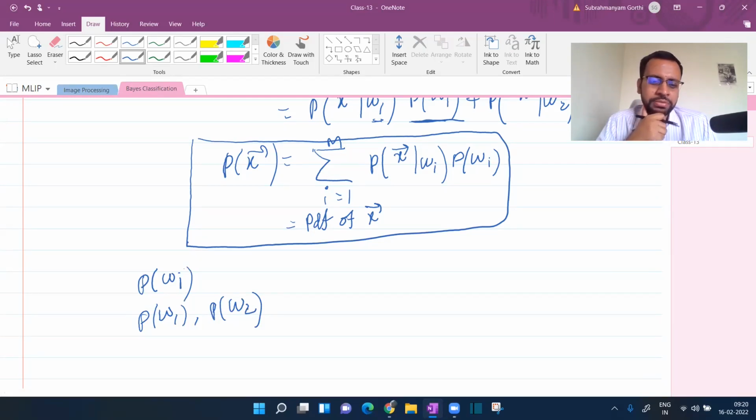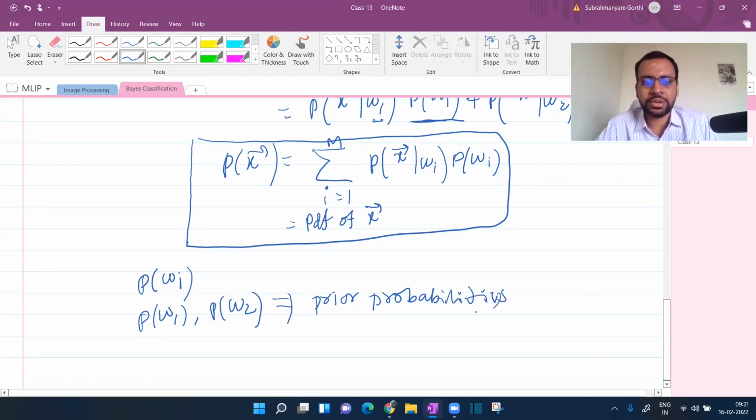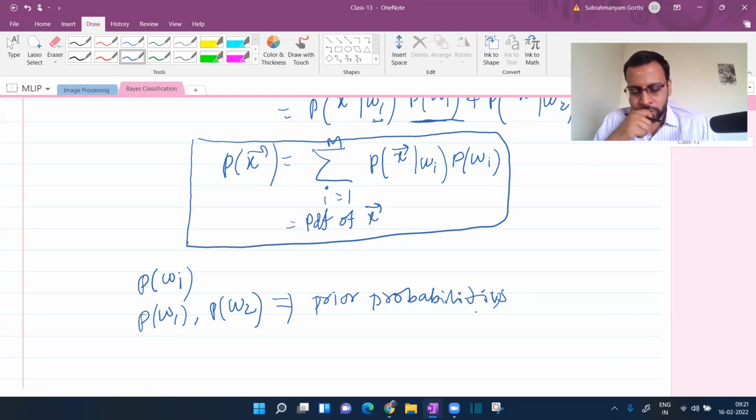It's the probability of occurrence of a class 1 sample, and the probability of occurrence of a class 2 sample. So what do you think these are called? Prior probabilities. The prior probabilities for each class, that you may typically know.